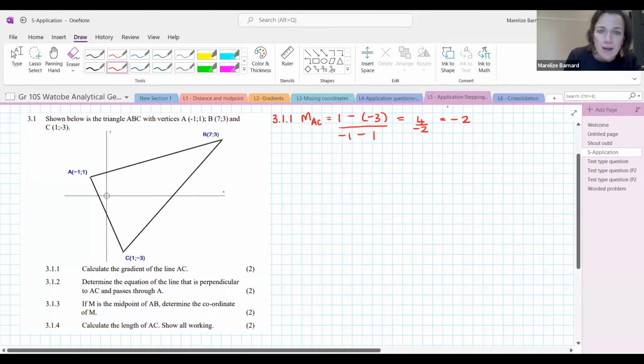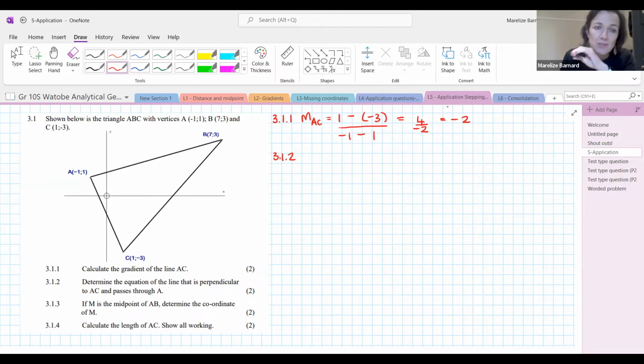Good stuff. Now, let's go to 3.1.2. Determine the equation of the line that is perpendicular to AC and passes through A. One bit at a time. What is the gradient of the line that is perpendicular to AC? If AC is minus 2, what will the gradient be of the line that is perpendicular to it? We did that 3 lessons back, the second lesson you did with the gradients. You guys are changing signs, but there's another thing you need to do.